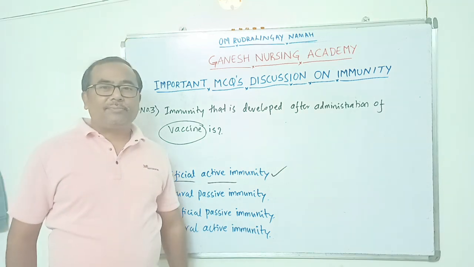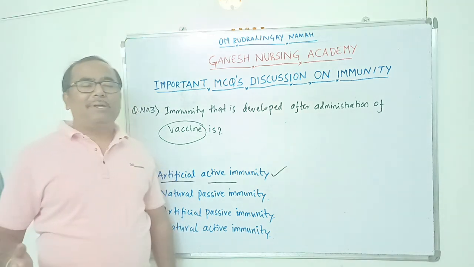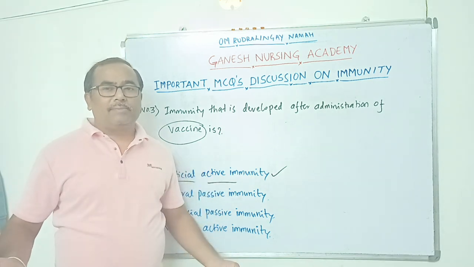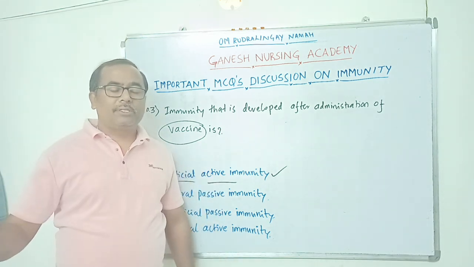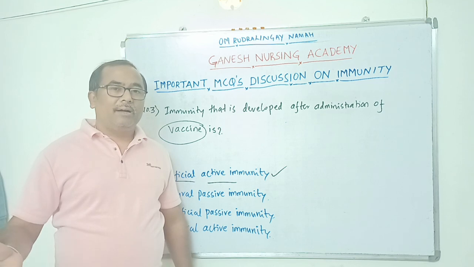And what is natural active immunity? Natural active immunity means whenever a person is exposed to any microorganisms, it may be tuberculosis microorganisms or HIV microorganisms.